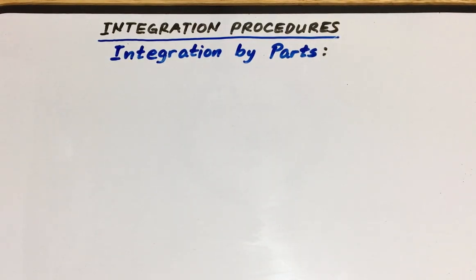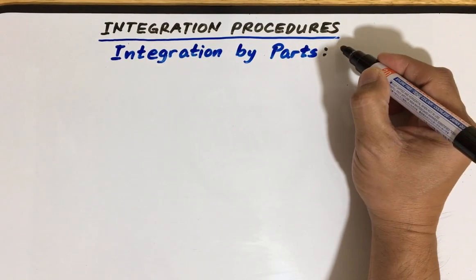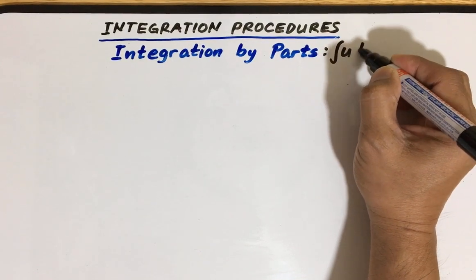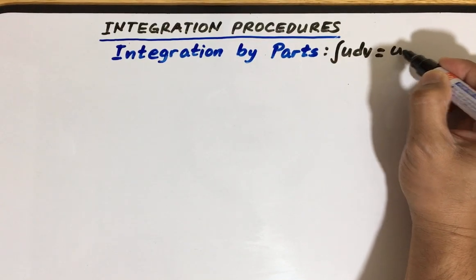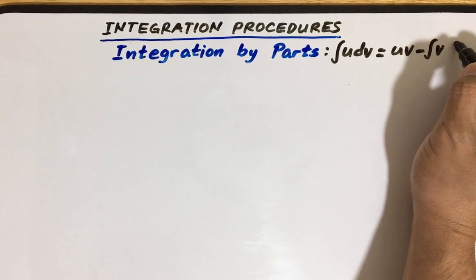Good day, everyone. Today we are going to continue our discussion on the integration procedures. So last time we talked about integration by parts. We've learned this formula: the integral of u dv equals u times v minus the integral of v du.